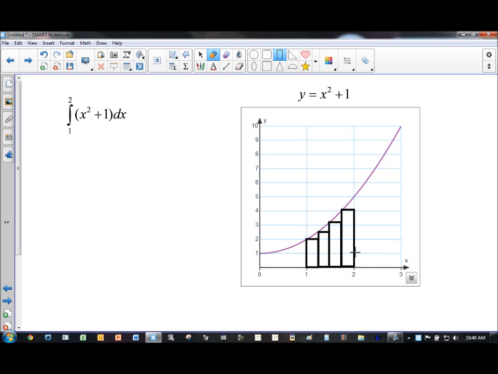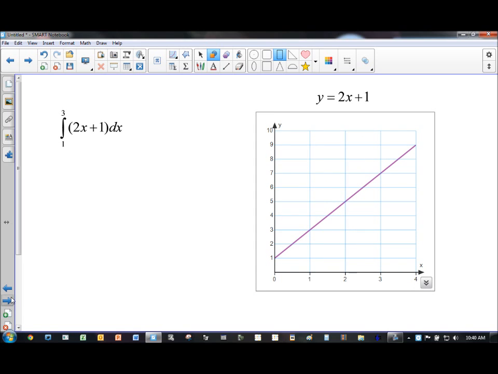But there are some situations where you can look at the graph and you can say, oh, I know how to calculate the area of that shape. So that's what you do. Here's an example of that. Suppose instead we have the function y equals 2x plus 1, and I want to know the area between the curve and the x-axis from x equals 1 to x equals 3.